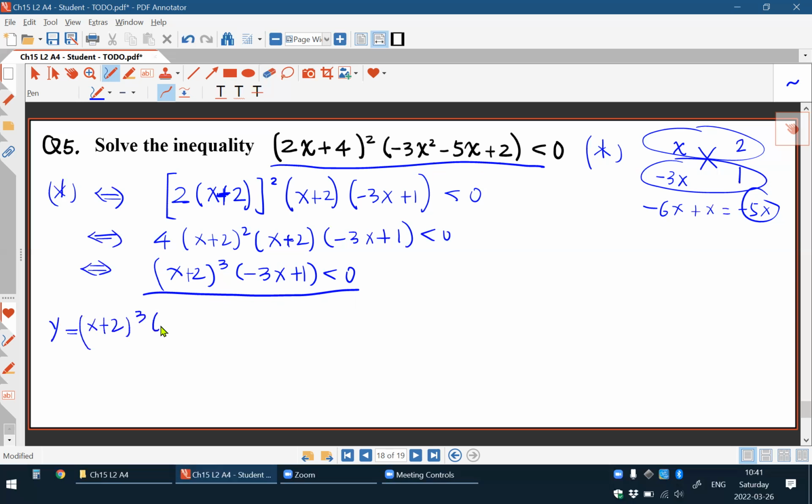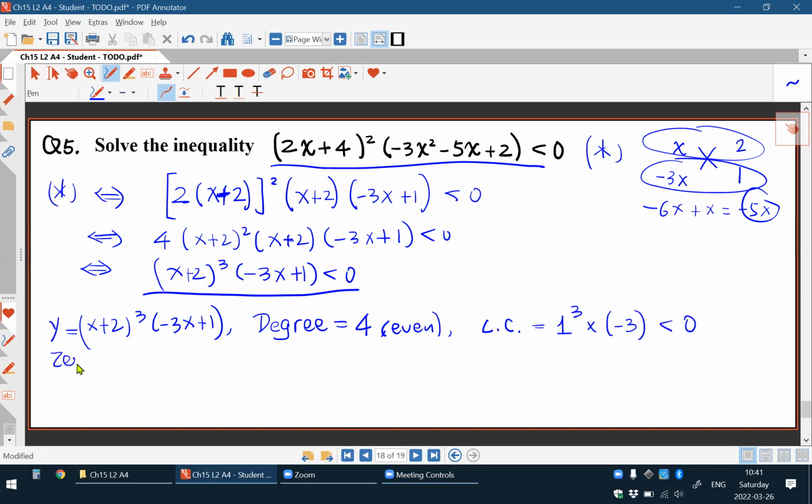Let's consider this function now. The degree is 1, 2, 3, 4, because there is a multiplication of 4 x's. So the highest order of the expression is 4. That means the degree is 4, which is an even number. How about the leading coefficient? The first one is just 1 cubed, times the second one, negative 3, which is less than 0, right?